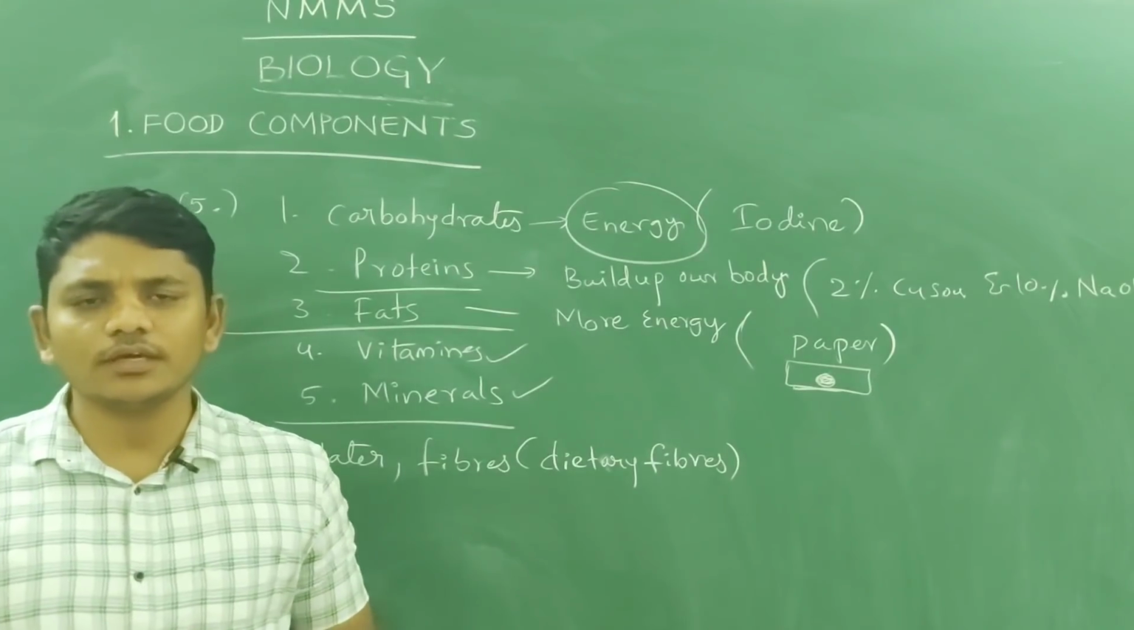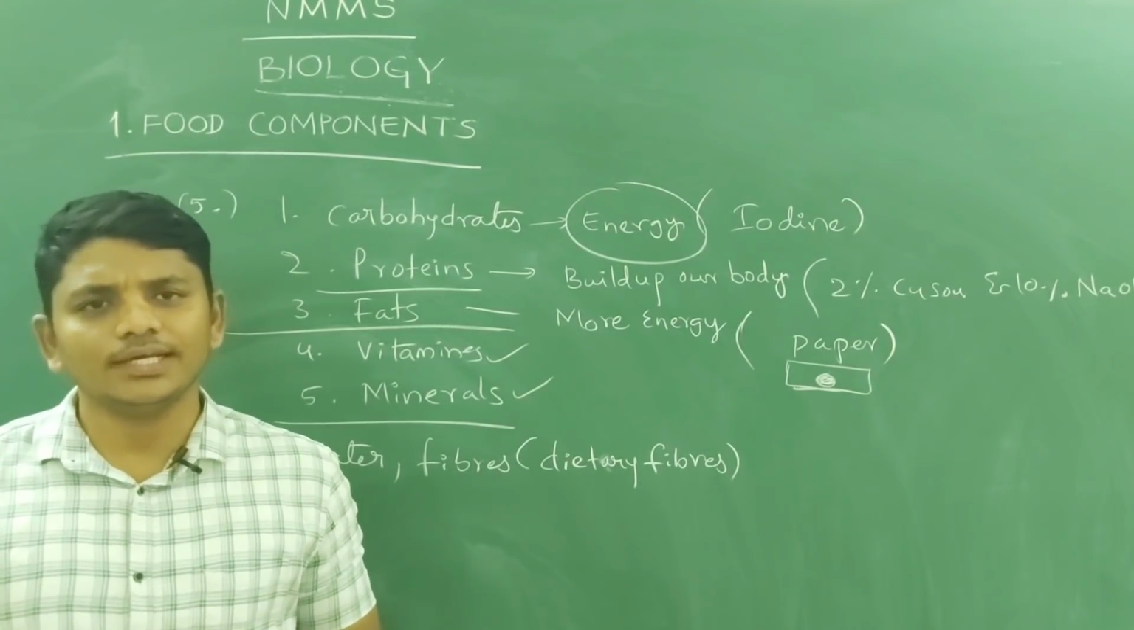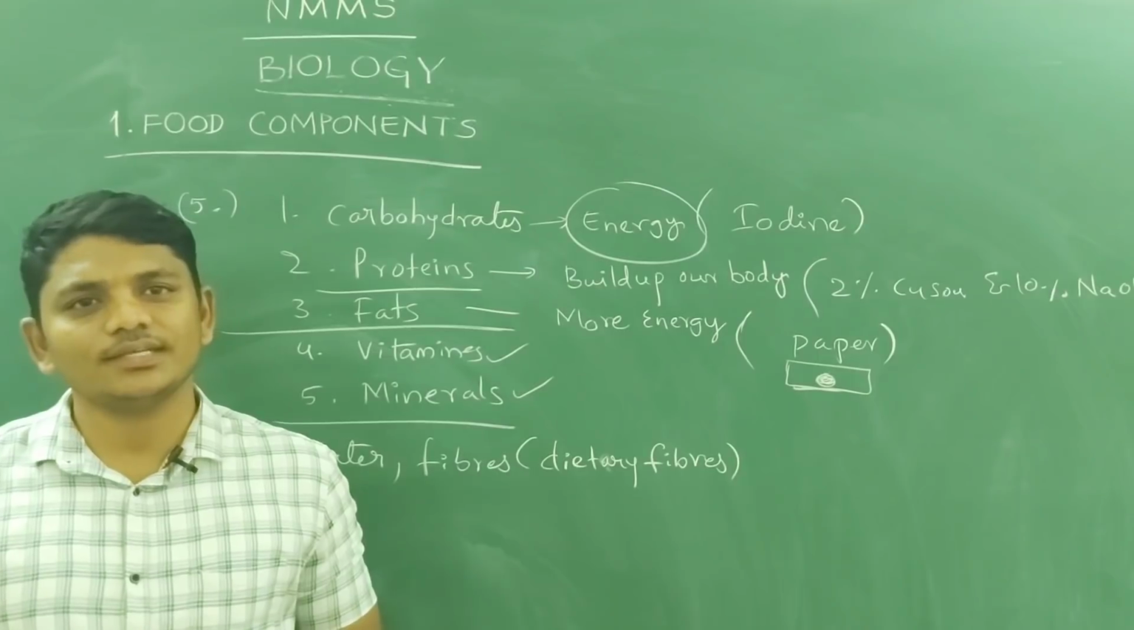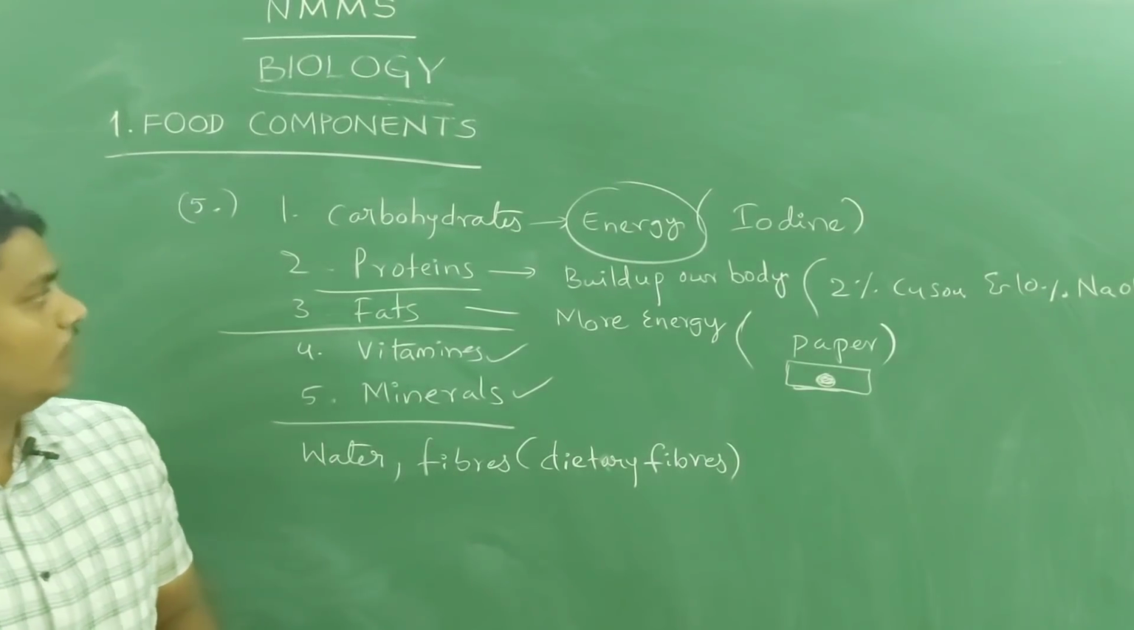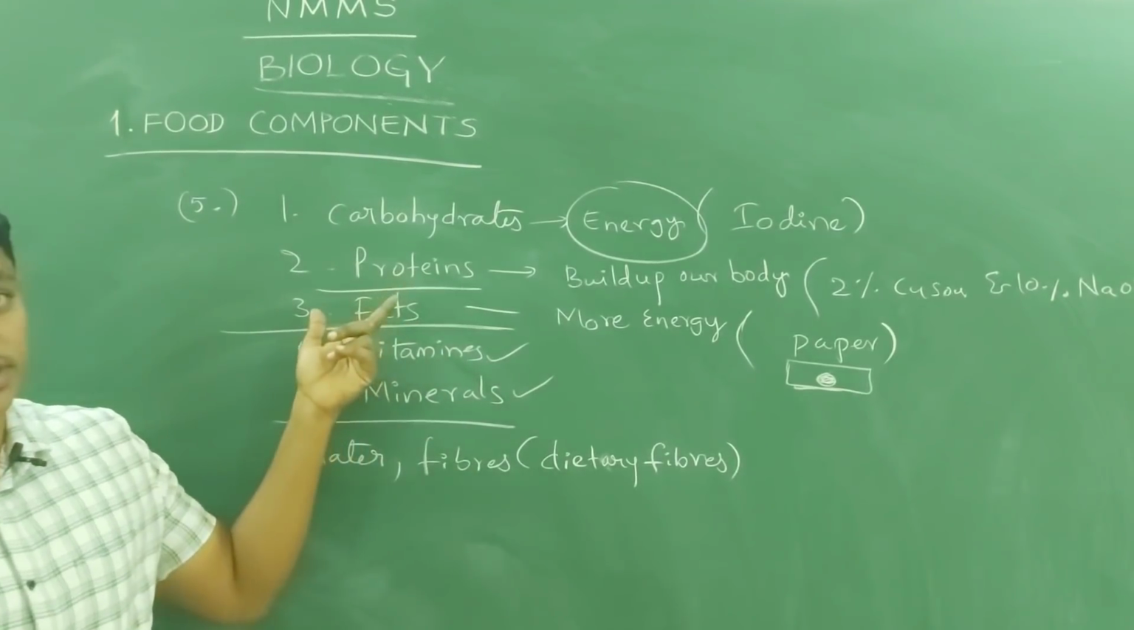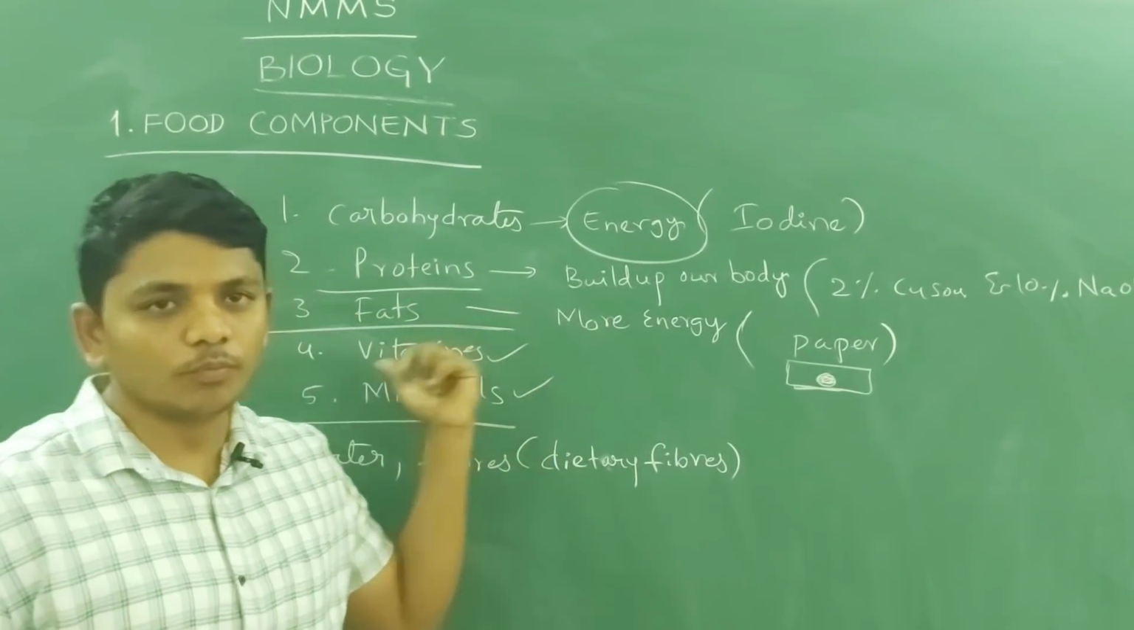Again I am repeating: meat, milk, eggs, pulses. Nuts are nothing but pulses. These are all very important sources of proteins. These are good sources for proteins.